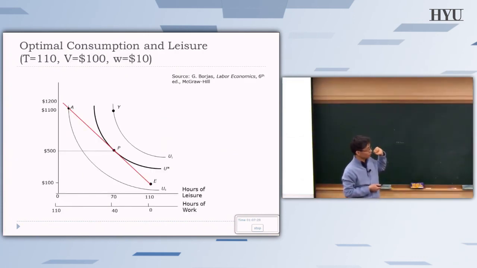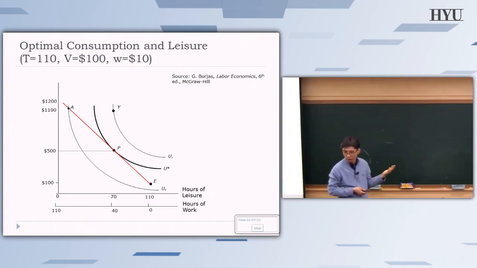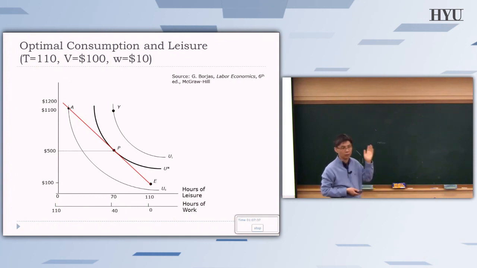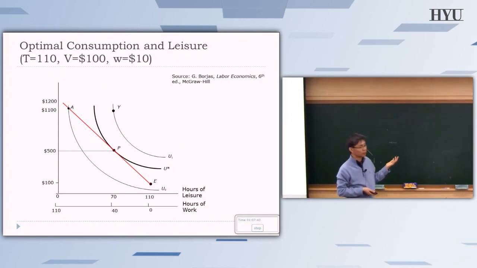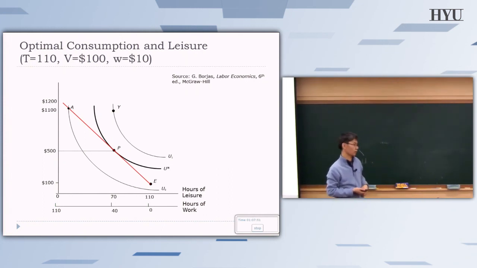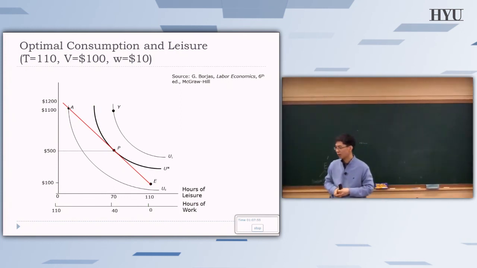Then what is the optimal consumption? Now it's easy, because we have indifference curves and a budget line. It's the standard utility maximization. The optimal point is where the indifference curve just touches the budget line, or is tangent to the budget line.